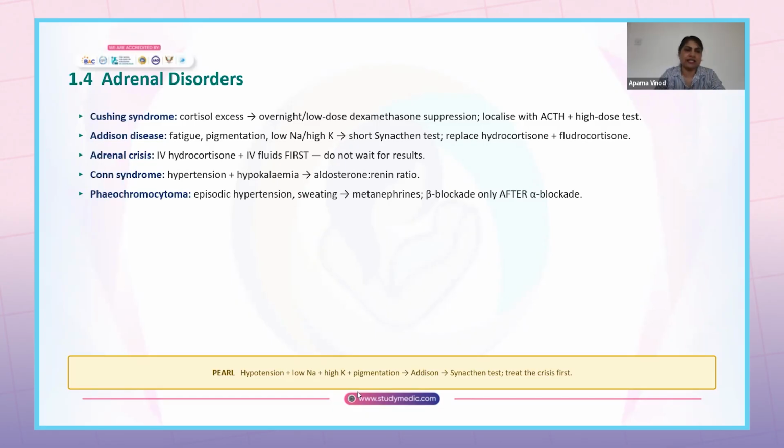Then there is Addison's disease. In Addison's disease, you would expect the failure of the adrenal glands. So ACTH, remember the axis, ACTH will be high, and that will cause fatigue and pigmentation.